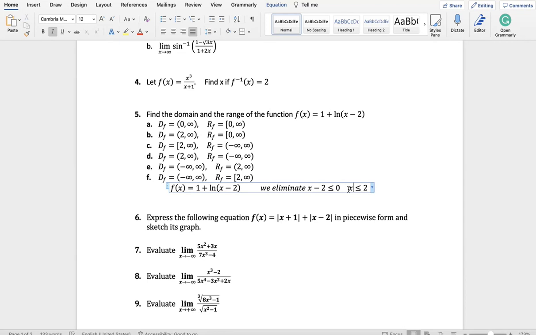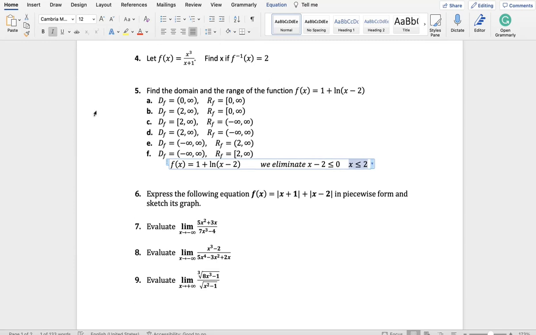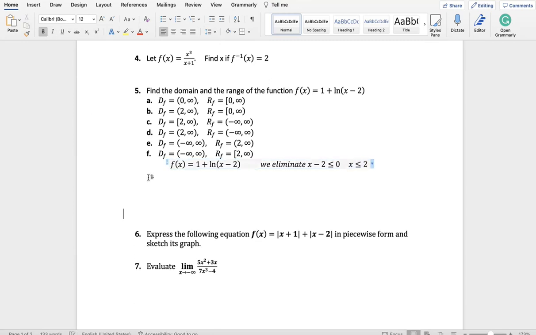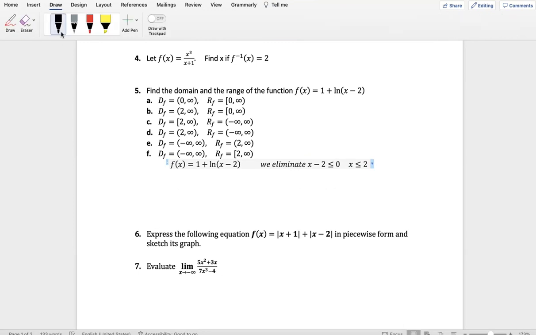Now, sorry, that's not the domain, that's the set of values that we eliminate, okay? So if we were to draw our number line, just like we've done before, let's draw our number line. Our number line goes from, remember, negative infinity to positive infinity. Okay, that's where our number line goes to.